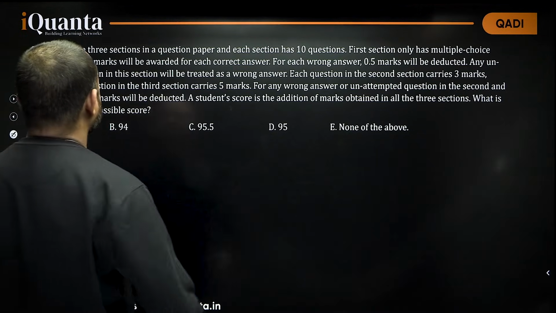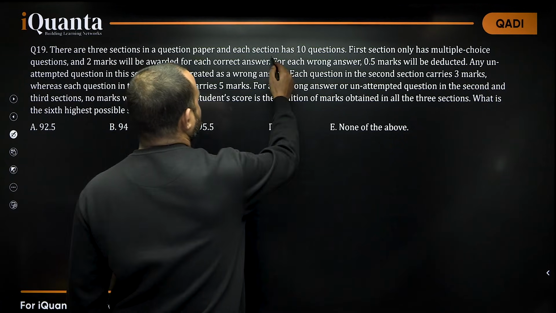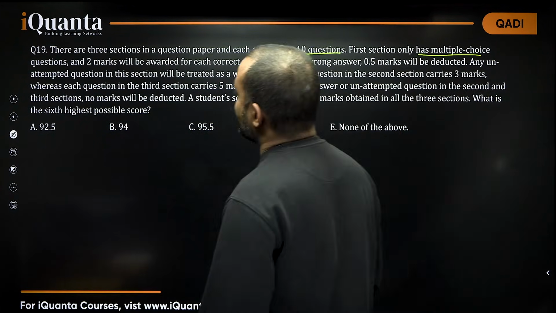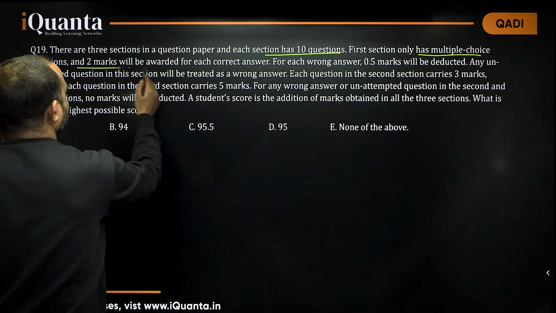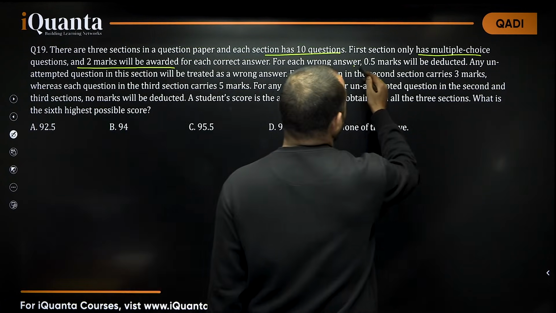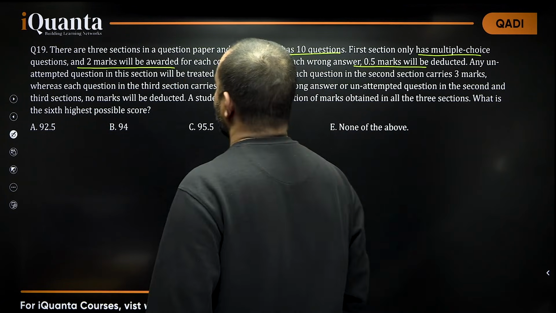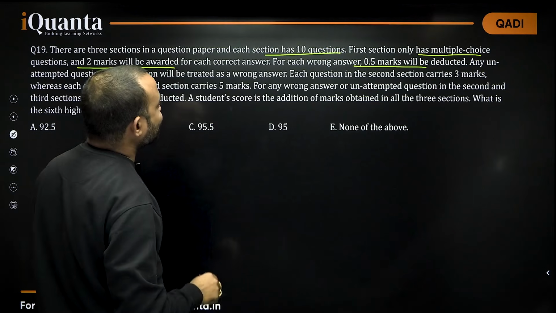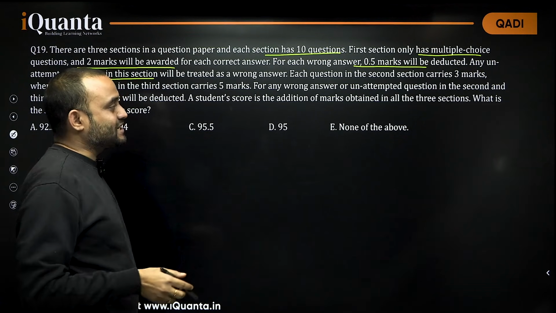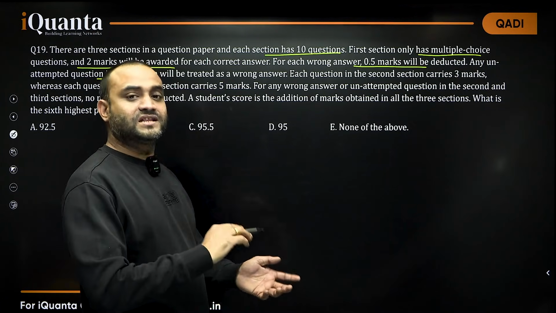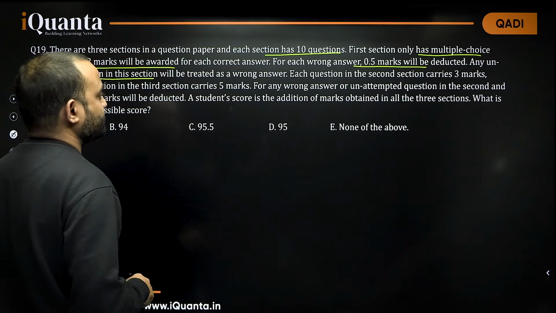There are 3 sections in a question paper, and each section has 10 questions. First section only has multiple choice questions, and 2 marks will be awarded for each correct answer. For each wrong answer, 0.5 marks will be deducted. Any unattempted question in this section will be treated as a wrong answer. So basically, if you got the correct answer, you are getting 2. Otherwise, you are getting minus 0.5.